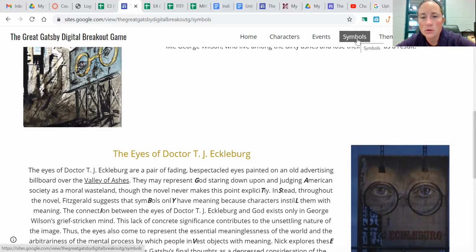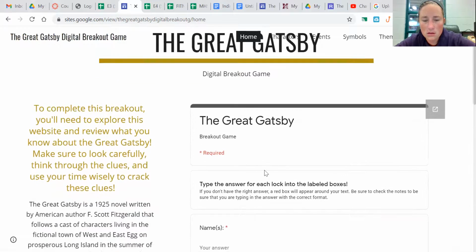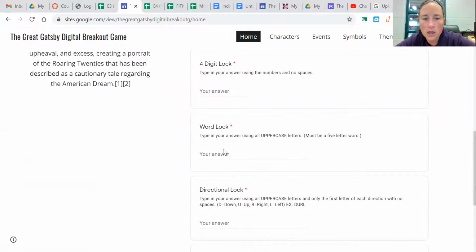And symbols goes with the word lock. Symbols goes with the word lock, okay? Themes.